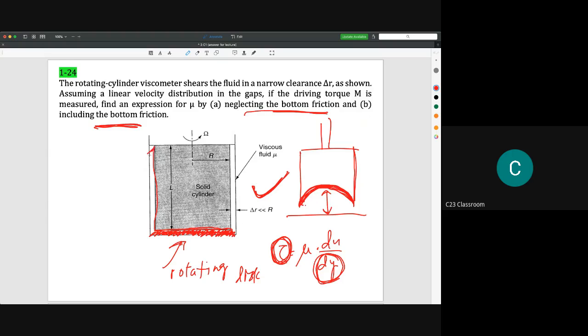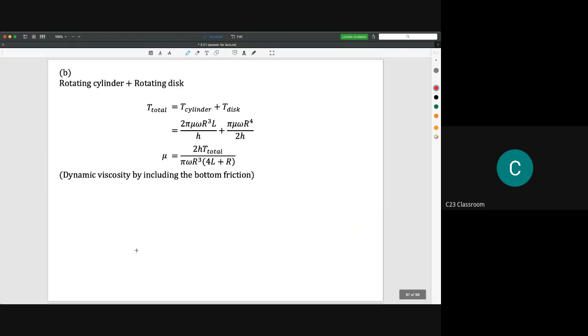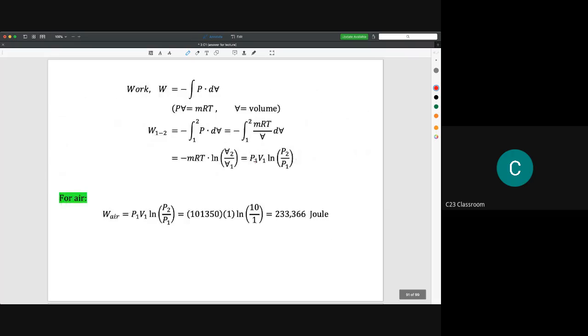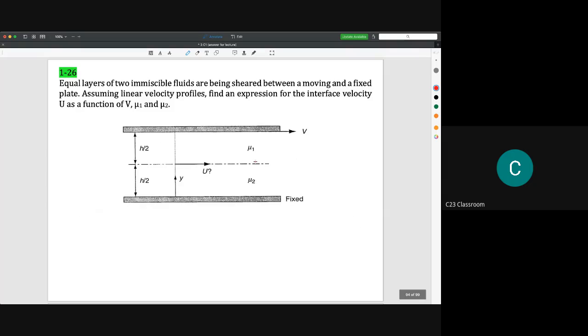And this part is actually the rotating cylinder. You need to sum all the values, and then you could get the total torque. I show you here, we add the rotating disc and the cylinder, and finally you get the total friction. I skip this other one because it is about temperature, so we neglect it.